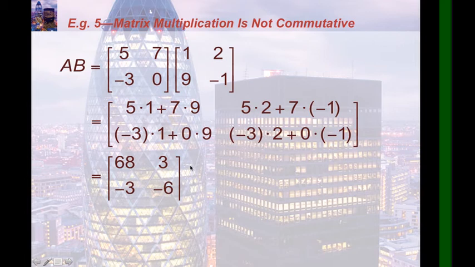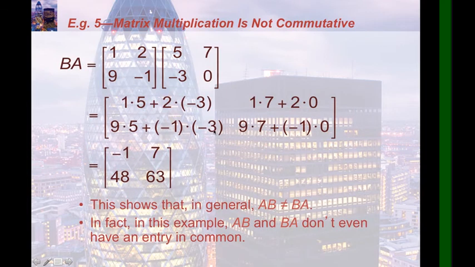Now let's see the B and A if they are the same. Unfortunately, they are not the same. Okay, they are different. But let's see how it goes. So we have 1 times 5, 2 times negative 3, 1 times 7, 2 times 0. Ito yan. Okay. Next, 7 times 5, and then negative 1 times negative 3, then 9 times 7, and then negative 3 times 0, and then get the product and sum. We have negative 1, 7, 48, and 63.